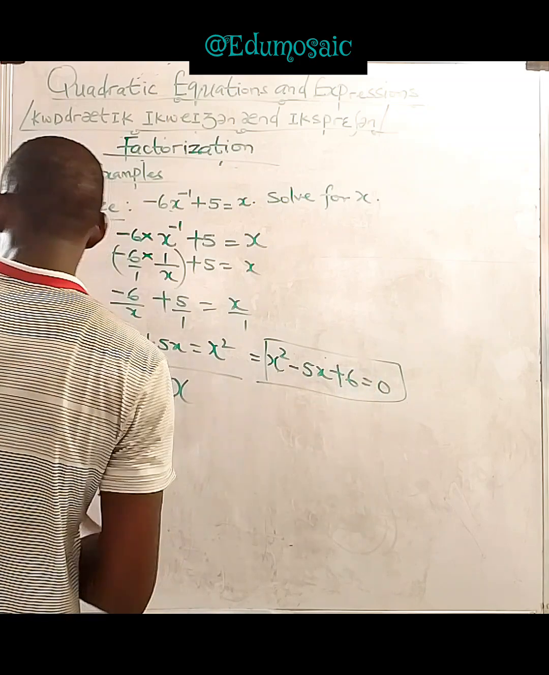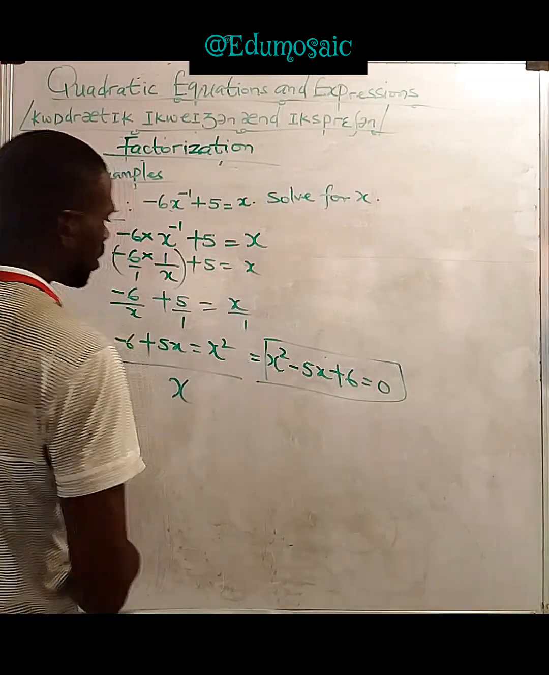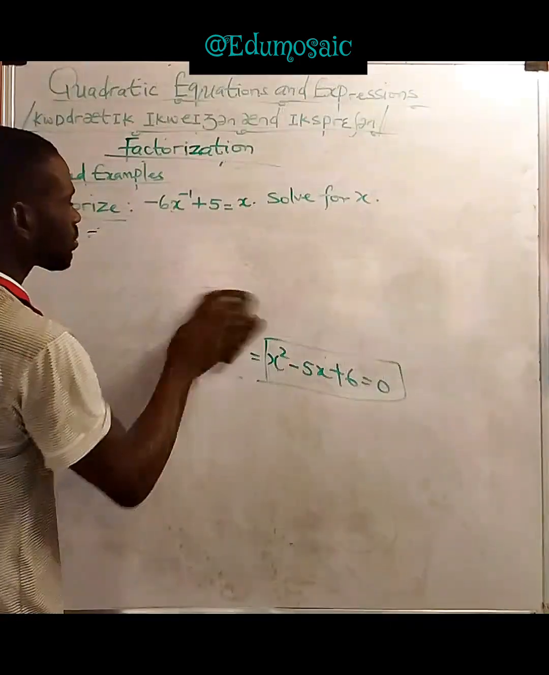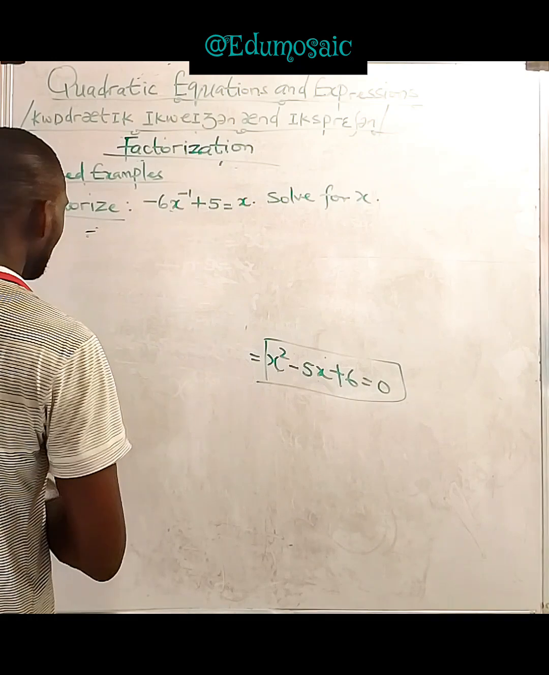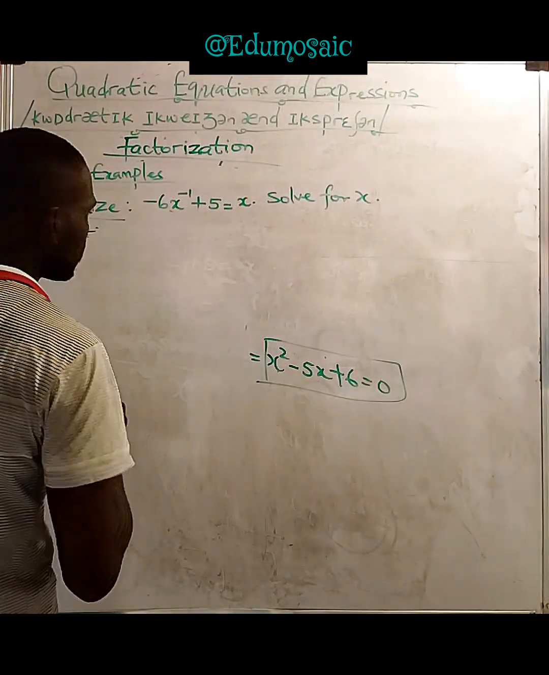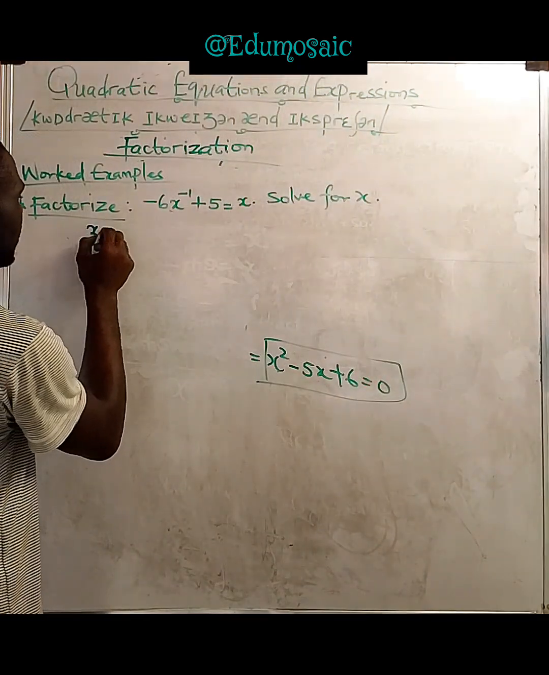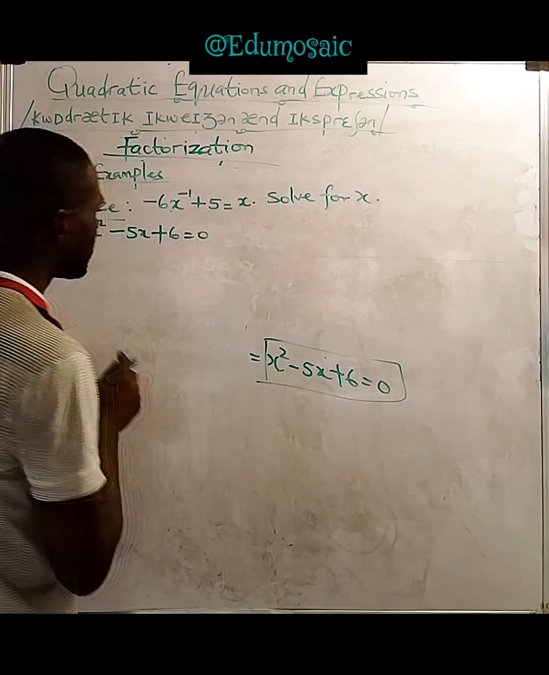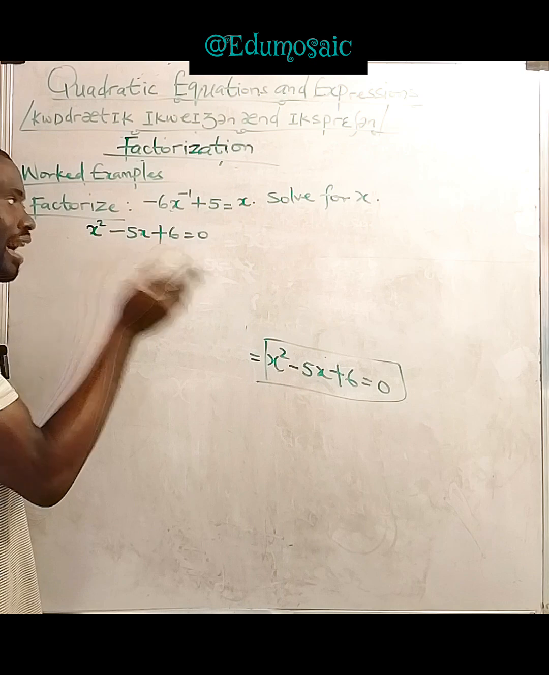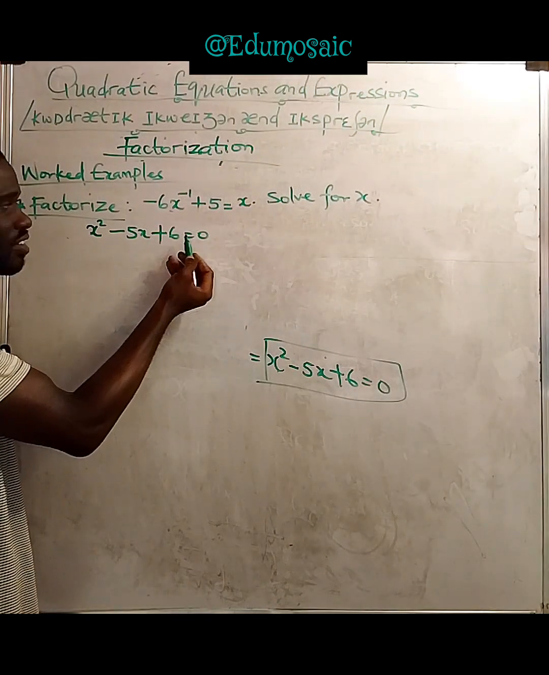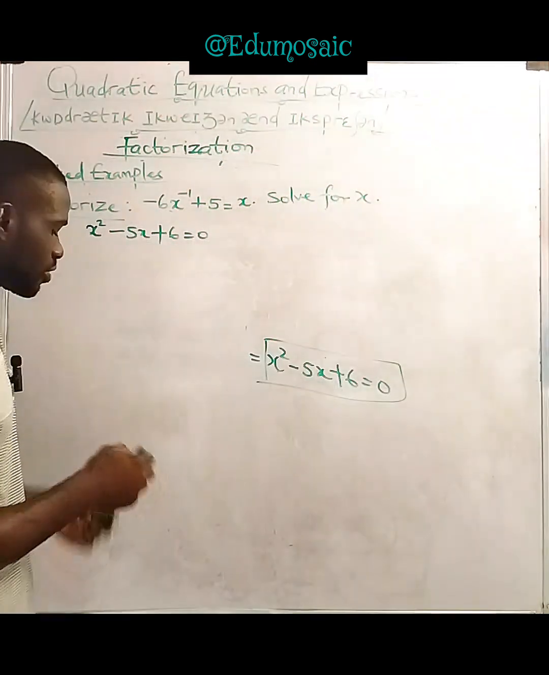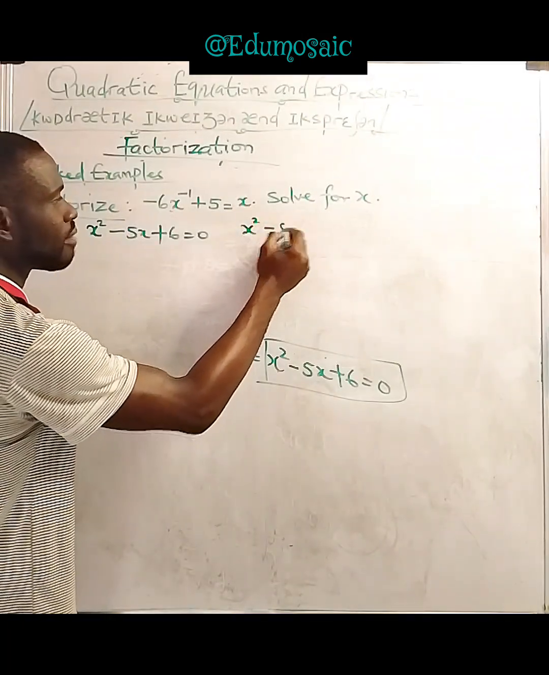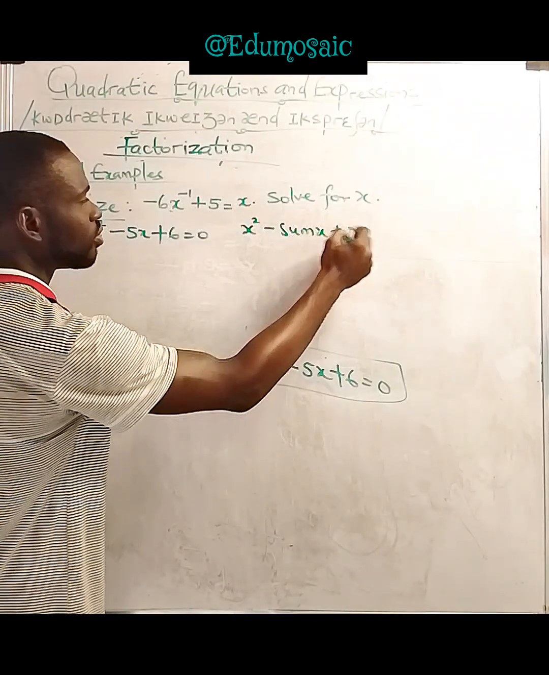Quickly, let's solve. We're going to be using our factorization method right now, from this very point. So let's see what it looks like. So first of all, we have x squared minus 5x plus 6 equals 0. This is a quadratic equation. How? Because we have an equality sign. If there's no equality sign, it's a quadratic expression. So now don't forget there's a formula that we just derived: x squared minus (sum) x plus product.